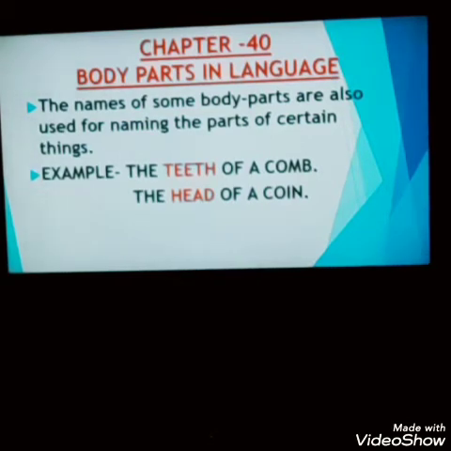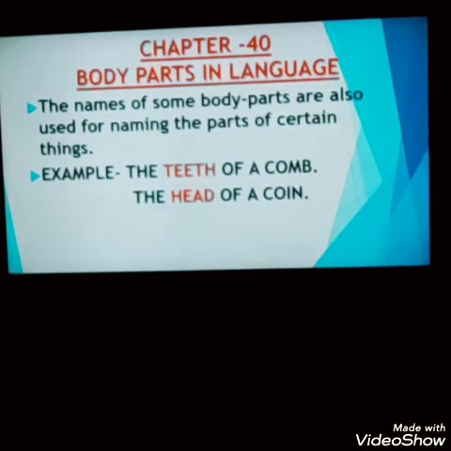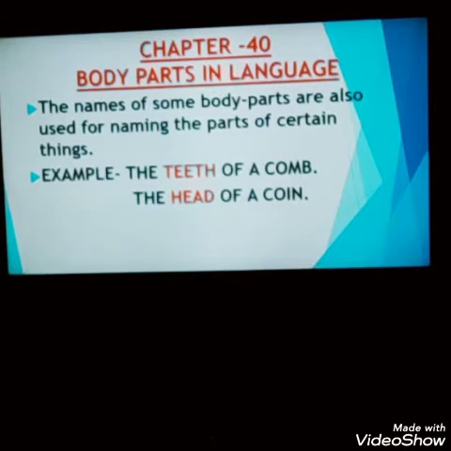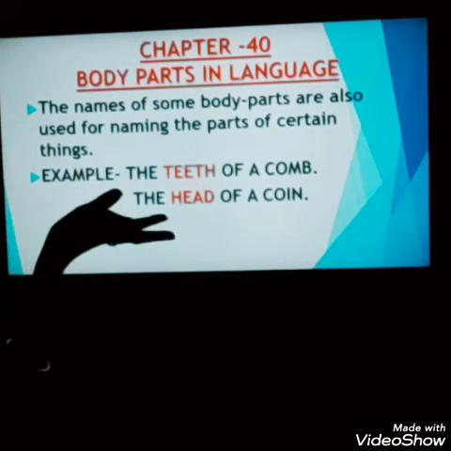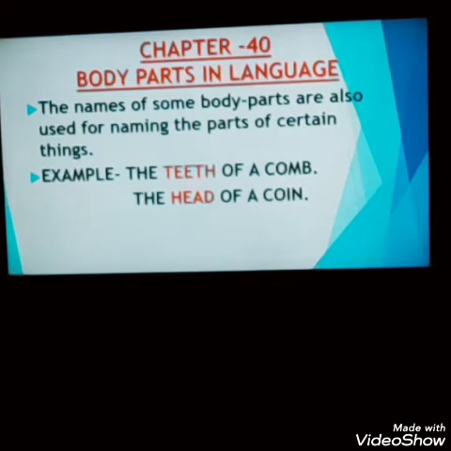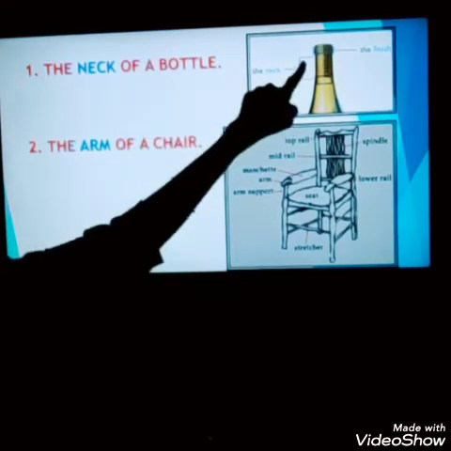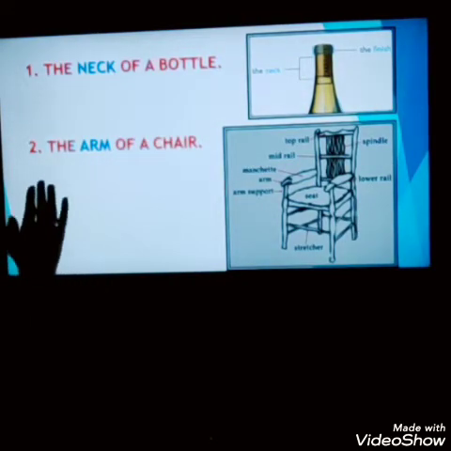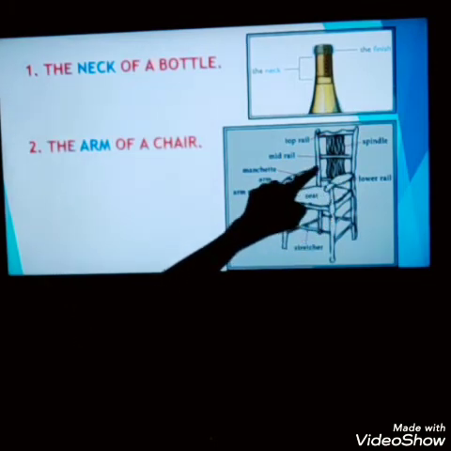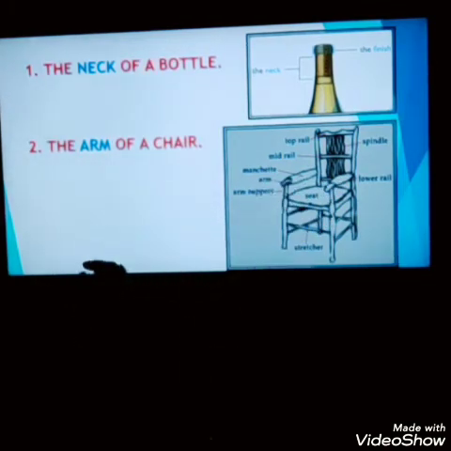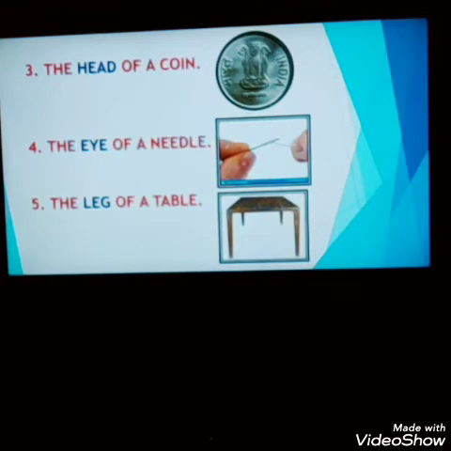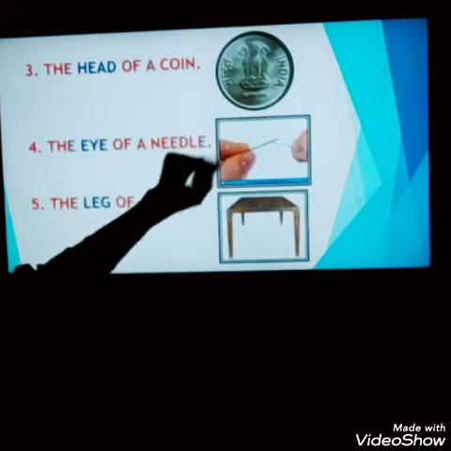The names of some body parts are also used for naming the parts of certain things. The teeth of a comb, the head of a coin. We have teeth in a comb and we have head and tail in a coin. So let's learn about the neck of a bottle. This is the neck portion of the bottle. The arm of a chair. These are the arms of a chair on which we rest our hands. The head of a coin. This side is the head of a coin.